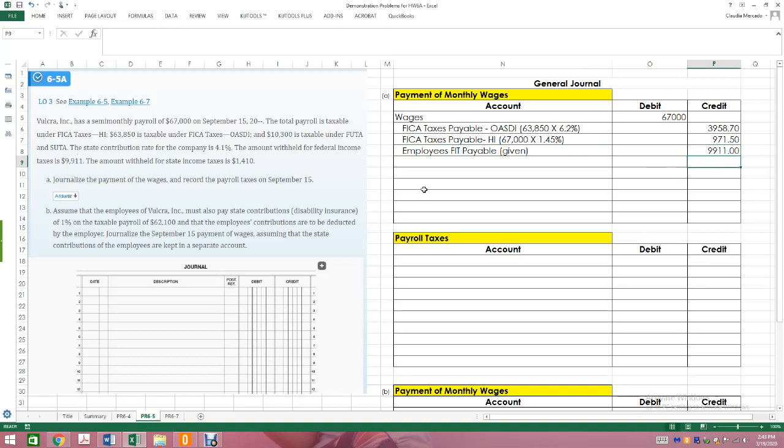The amount withheld for state income taxes is 1410. Okay, so now we're going to have employees' state income tax payable, and that is also given. The amount was provided to you. You don't have to do any calculations, and the amount is 1410.